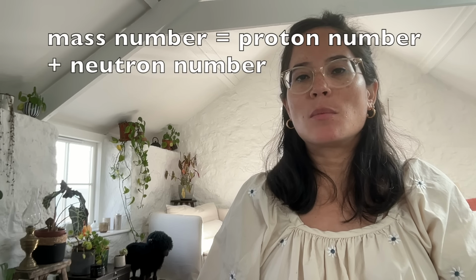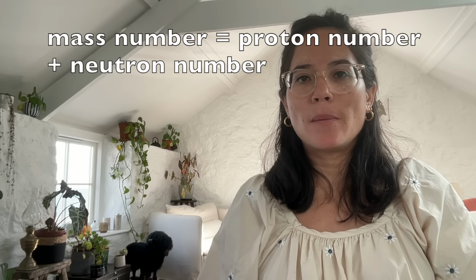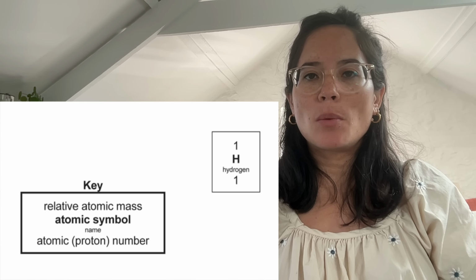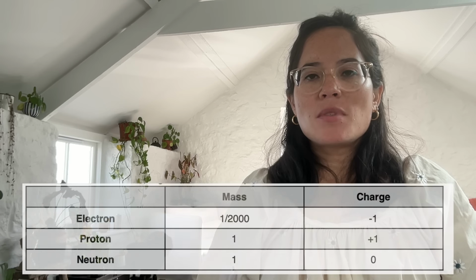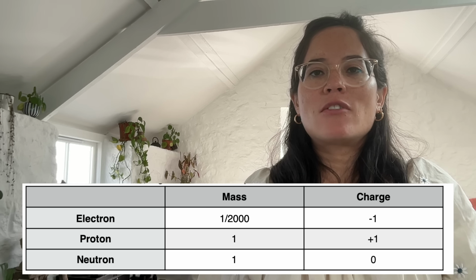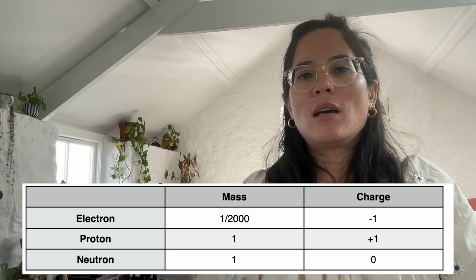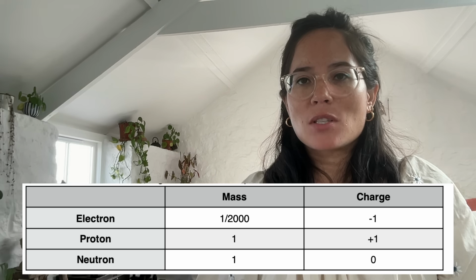So when we think about the mass of an atom, it's largely found in the nucleus of the atom. And indeed, to find the mass, you need to add the proton number to the neutron number. You'll be able to find this value in the periodic table. It is the top number. So for example, the mass number of oxygen is 16 because it comprises 8 protons and 8 neutrons. In terms of their relative charges, electrons have a charge of -1, protons have a charge of +1, and neutrons are neutral as their name suggests.